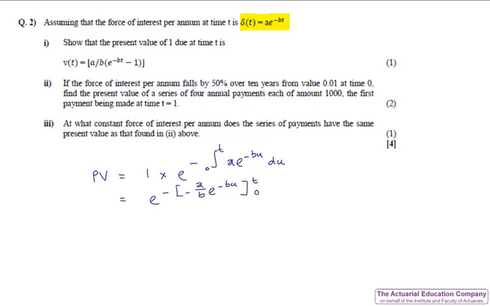Substituting in our limits of t and 0 give this, and then taking out a common factor of a over b gives the following, which you'll notice is not actually equal to the examiner's required result. That's because they've made a mistake.